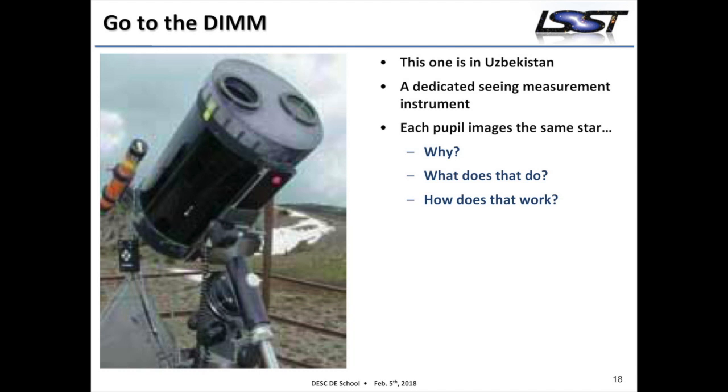So this is looking at the same star through two different paths through the atmosphere. How do you think that works? I don't expect everyone in the room to get the answer to this one, but you should discuss.